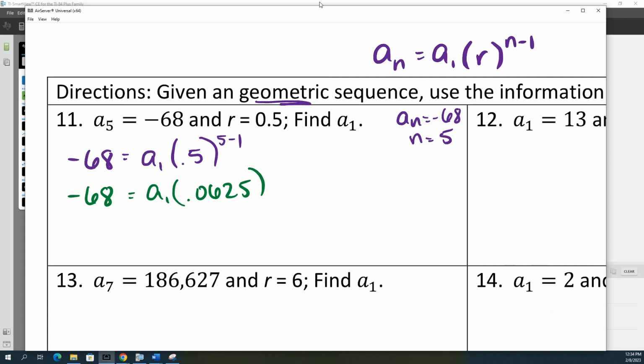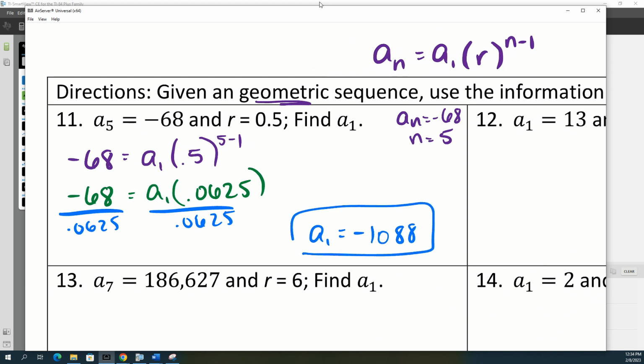Right. What would I do to solve this for a sub 1? Good job. All right, so negative 68 divided by that decimal is going to be negative 1,088. Someone in my last class was confused because the number went from 68 to 1,000, and that's what happens when you divide by something less than 1, the number gets bigger, always.